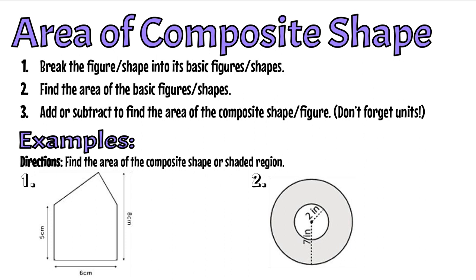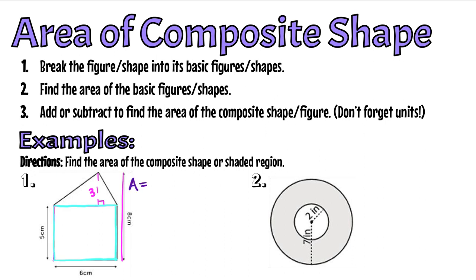In example 1, we can divide this shape into a rectangle and a triangle. To find the height of the triangle, we simply draw a vertical line that is perpendicular to the base of the triangle, and we can use the total height here and subtract the height of the rectangle. That gives us the height of the triangle.